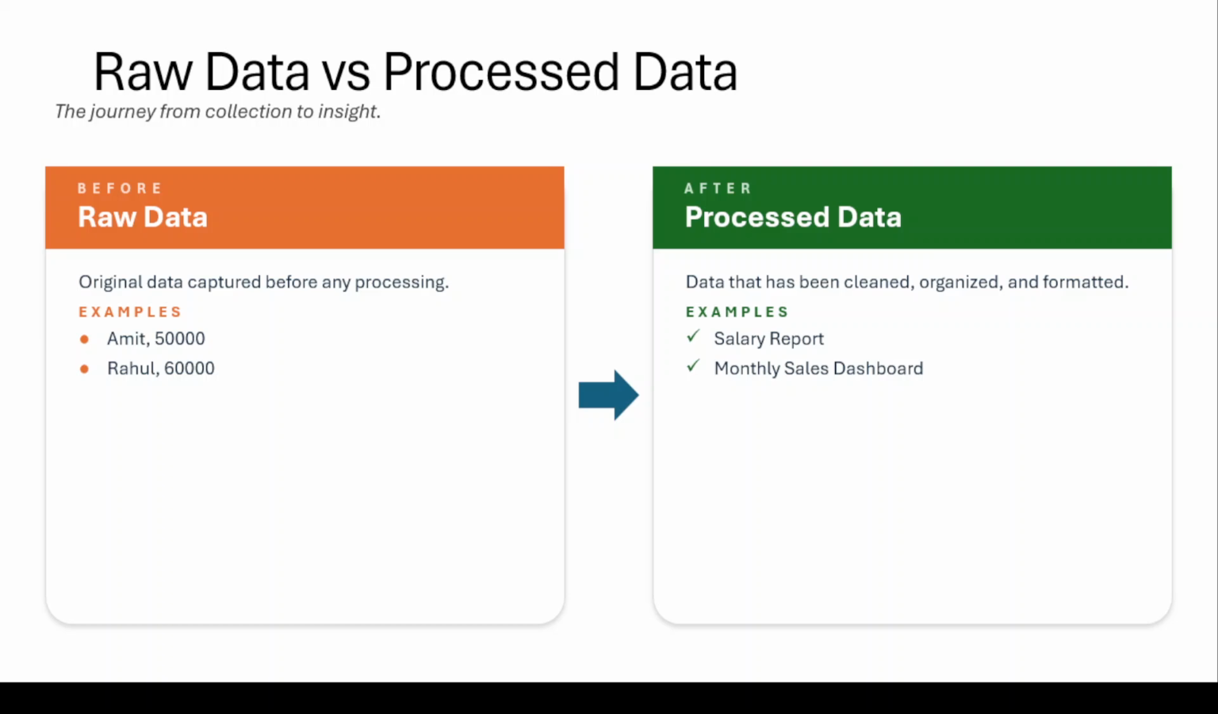Raw data versus processed data. As we have already discussed, we have seen the data in the form of records. That form is called raw data. For example, Amit 50,000, Rahul 60,000 have no meaning to us until and unless they are processed as per the requirement. So what is processed data? Data that has been cleaned, organized and formatted. This is called processed data: a salary report, a monthly sales dashboard from the existing data.